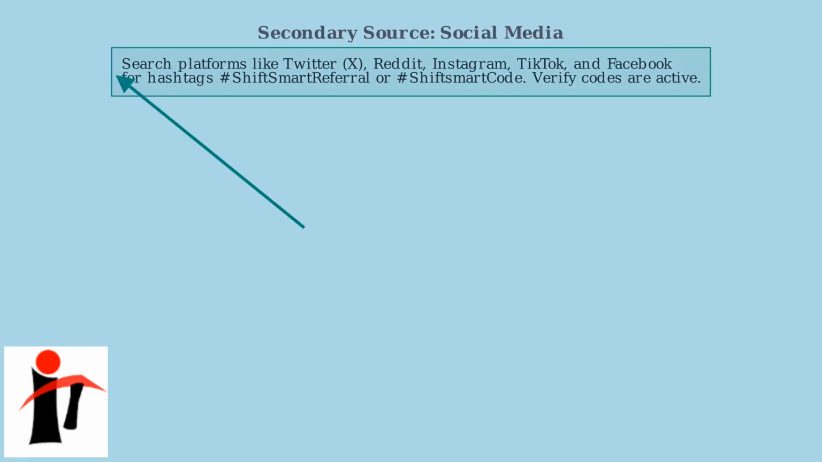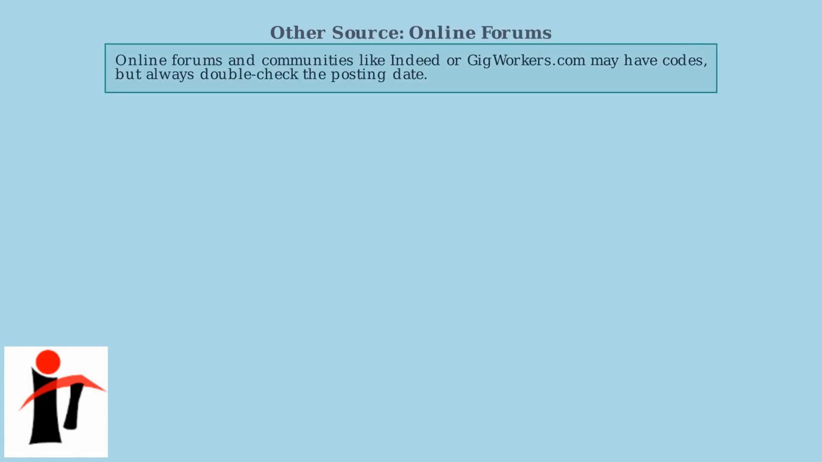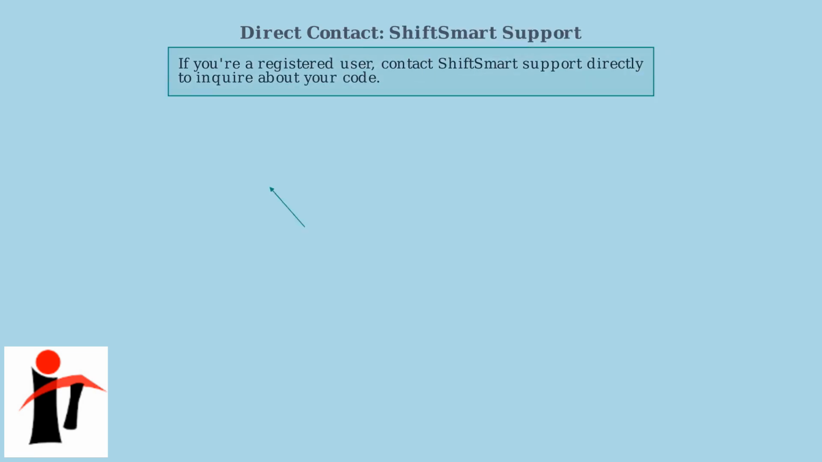You can also search social media platforms like Twitter, X, Reddit, Instagram, TikTok, and Facebook for hashtags like Shiftsmart Referral or Shiftsmart Code, but be sure to verify the codes are still active. Online forums and communities like Indeed or gigworkers.com may also have codes, but always double-check the posting date. Finally, if you're a registered user, you can contact Shiftsmart support directly to inquire about your code.